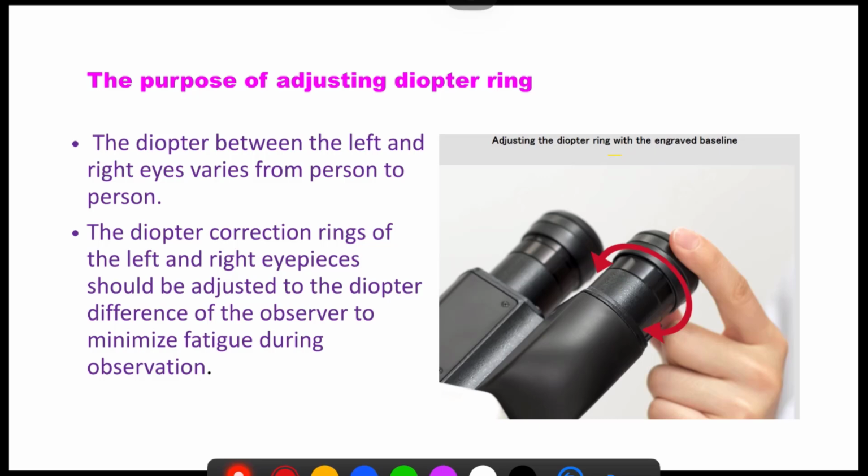Now what is the diopter ring? The diopter between the left and right eyes varies from person to person. This is the refractive power of the eye, which must be corrected when we look through the eyepieces. So the diopter correction rings on the left and right eyepieces should be adjusted to the diopter difference of the observer to minimize fatigue during observation.